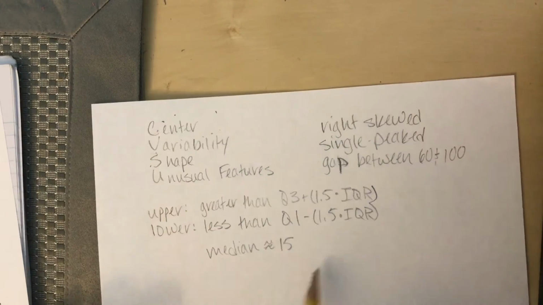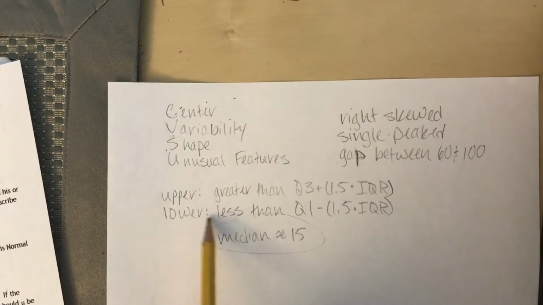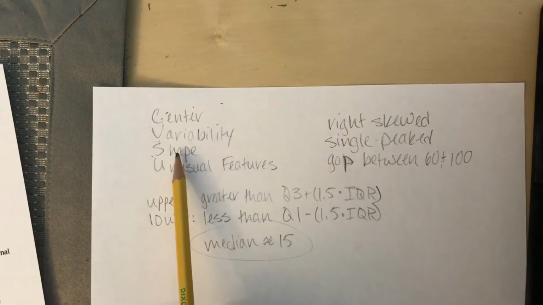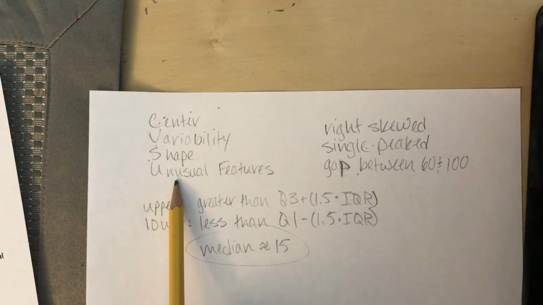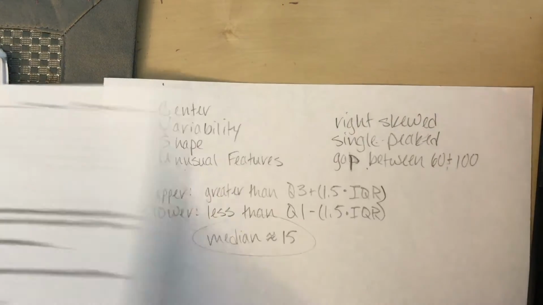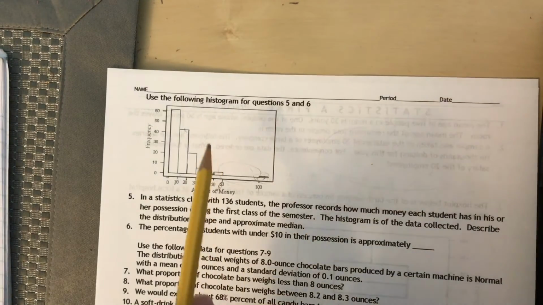You're looking at the center, which is the median. You're looking at the variability, which we can't for this problem, but you would look at the IQR. Then you have the shape with the right skew, single peak, and the gap. And then for unusual features, you would look to see if this value over here was an outlier, but we don't have those values, so we can't. So that's number 5.